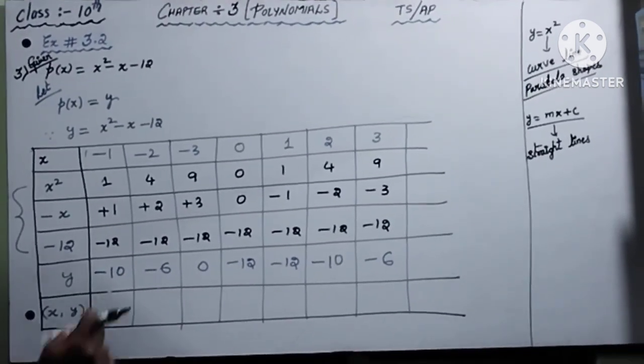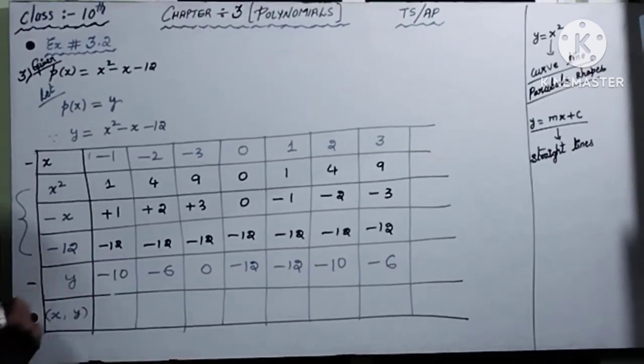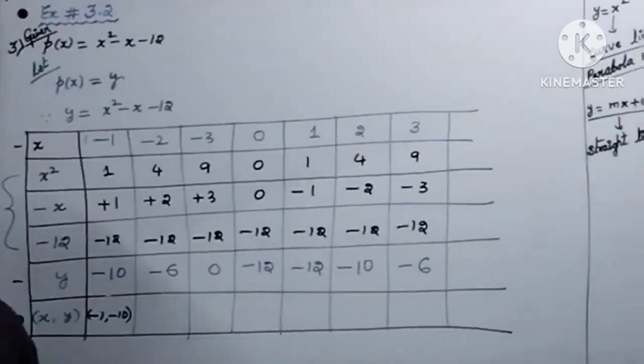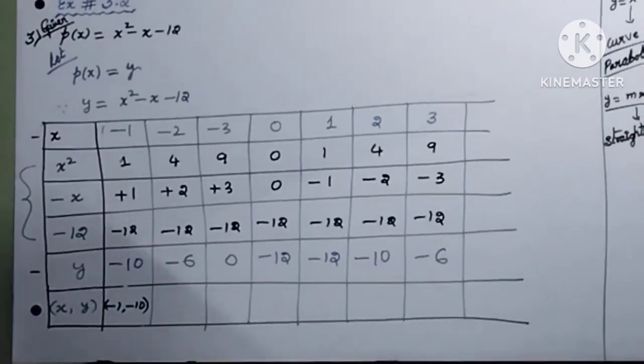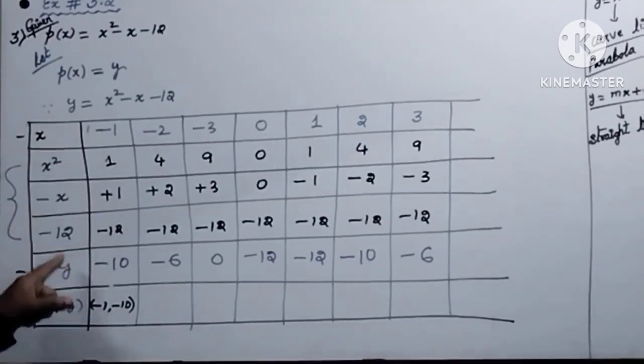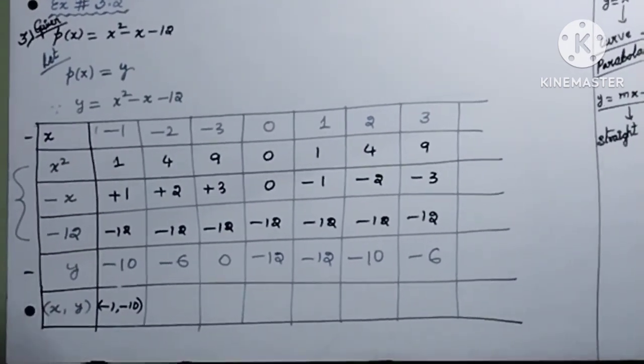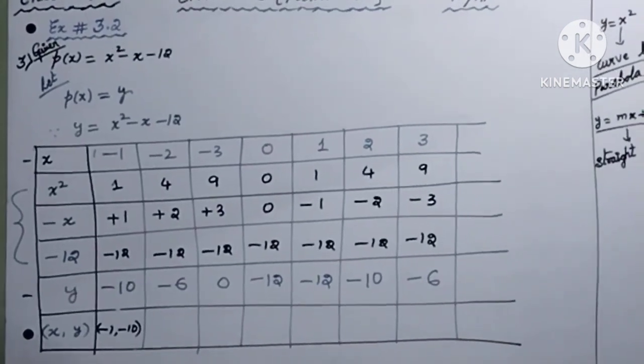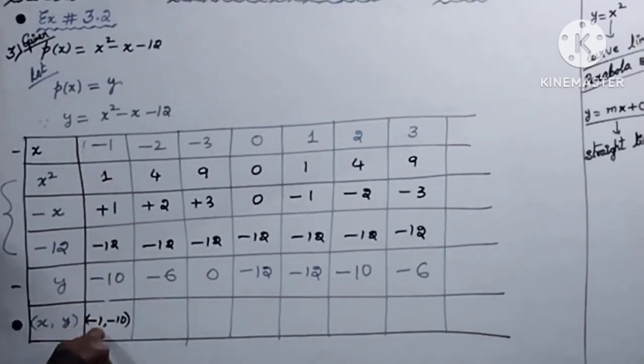Plotting the points of x and y. X value is how much? Plot the points now. X, y. Okay, x value and y value. These x, y are called what? Ordered pairs or coordinate points. So first, minus 1 comma minus 10.